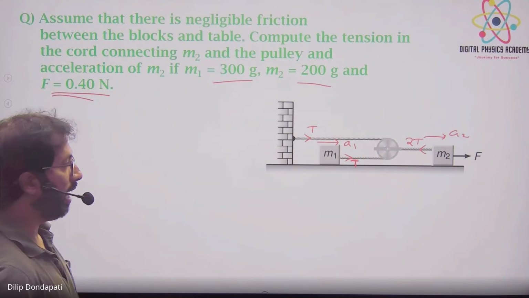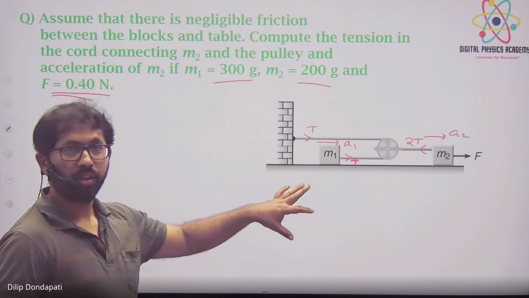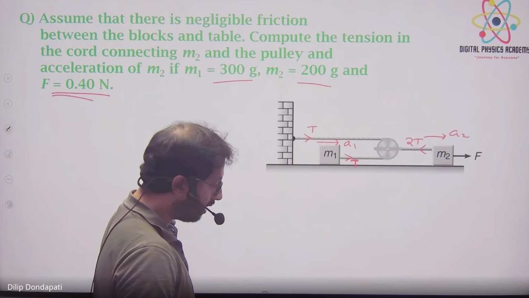अरे A1, A2 का पहले रिलेशनशिप फाइंड करो. एक को A ले, second को 2A लो. I got A1 equal to 2A2. हाँ देखेंगे, फाइनल आंसर बोलो. Sir, I'm getting tension as 1.2 by 7. 1.2 by 7. Yeah.